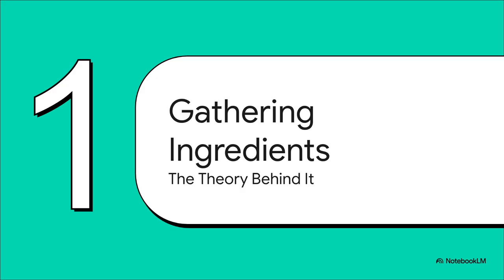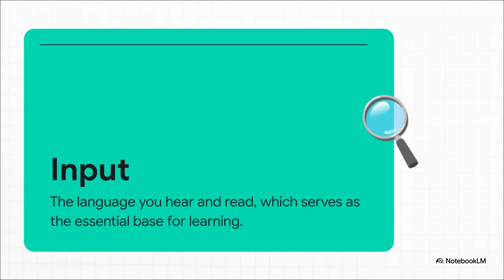You know, every great recipe starts with quality ingredients. And TBLT is absolutely no different. Its core ingredients come straight from the science of how our brains actually learn a second language. These are the fundamental ideas that give our whole recipe its flavor, its structure, its magic. So first up, we have input. This is super simple. It's all the language you're exposed to, everything you hear, everything you read. It is the absolute foundation.